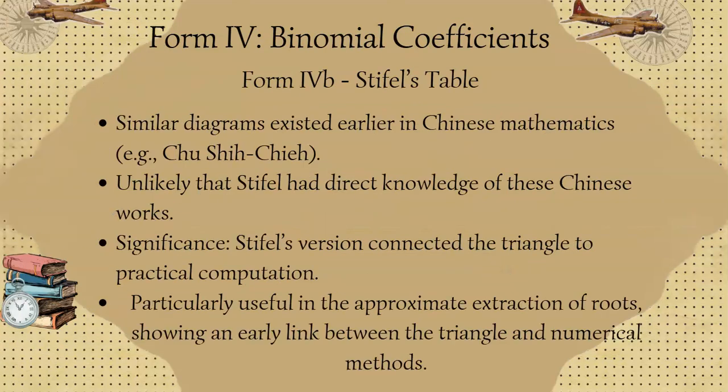Let's take note that a similar diagram, the arithmetic triangle, existed earlier in Chinese mathematics. However, J.L. Coolidge accounted that it was unlikely that Stiefel had direct knowledge of these Chinese works. Let us also note that Stiefel's version had a particular approximate use in the extraction of roots, showing an early link between the triangle and numerical methods. The concept of extracting roots using the binomial expansion can be explained later as we move forward and embrace European mathematics, including the development of calculus.